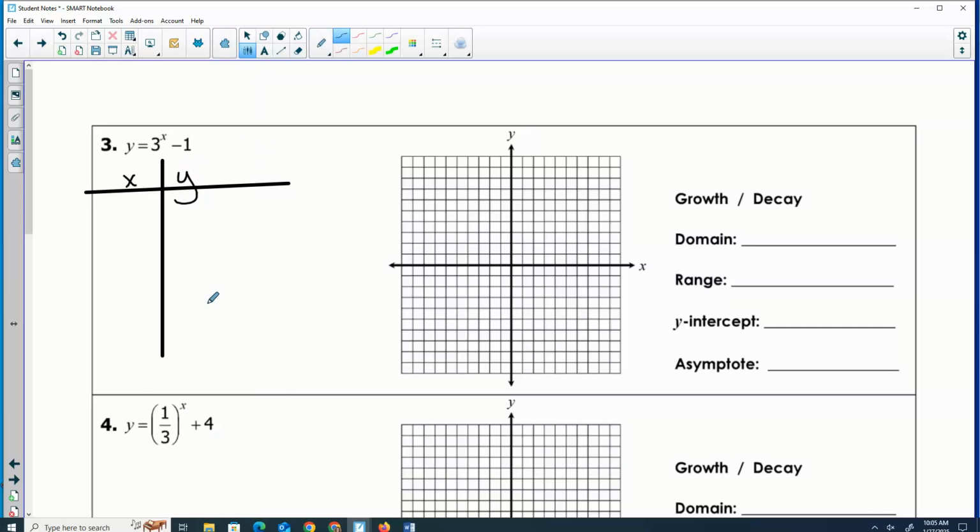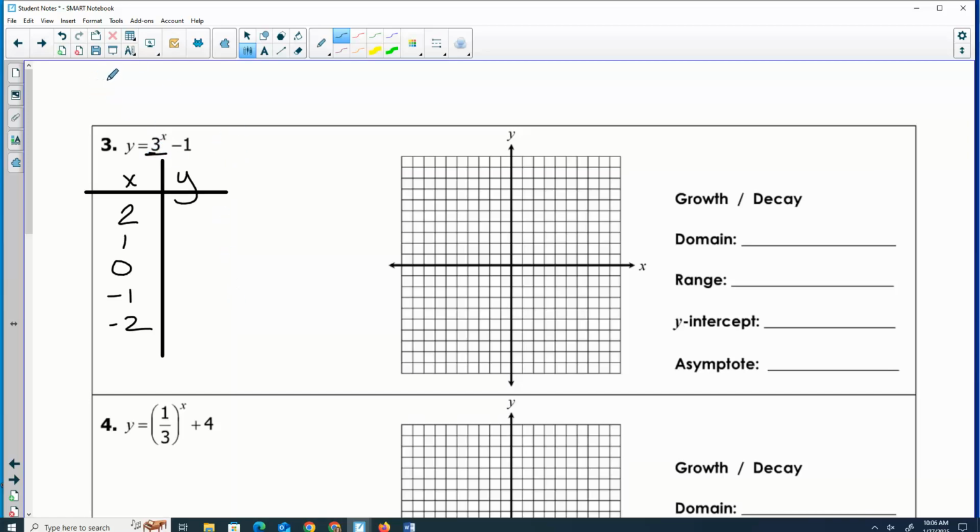So my table. Okay, we need to make sure we plug in zeros, some positives, some negatives, and see what we get. So I'm just going to do 2, 1, 0, -1, -2. You can put them in any order. We just need a few points. All right. Does anyone know, is this going to be growth or decay? Growth, because my base is bigger.